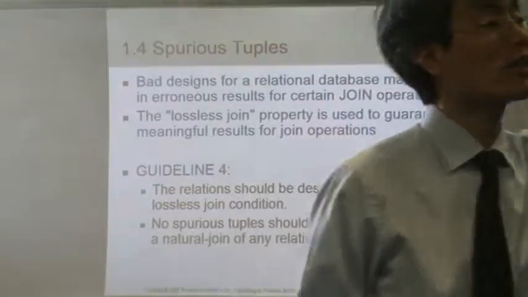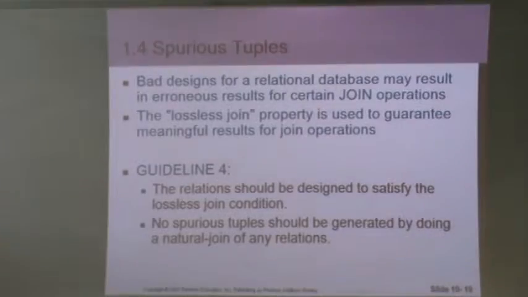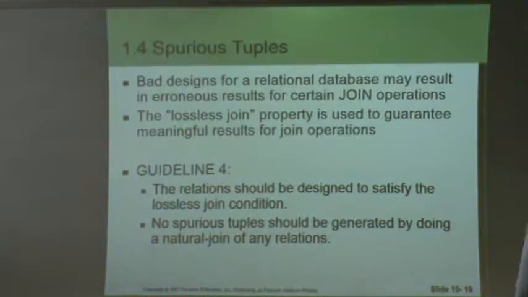The next one is no spurious tuples when you are doing the database operation. So what is a spurious tuple? For example, why don't we check this one? We'd like to join two tables. One is the employee underbar location. Another, we don't care about the first, second, third guideline.